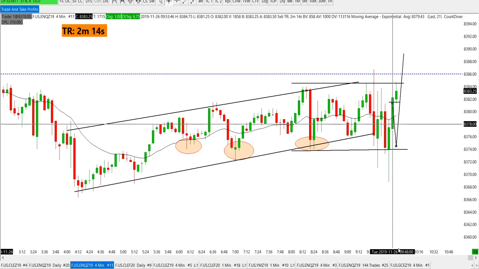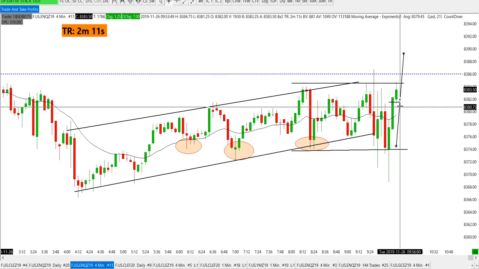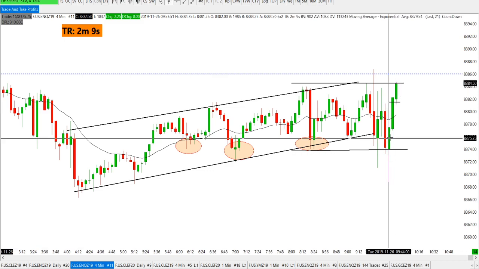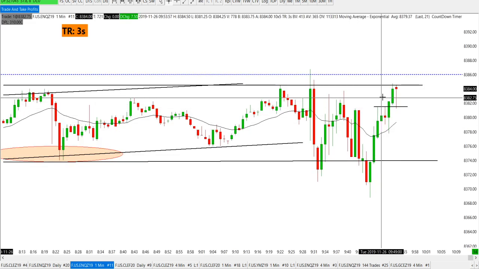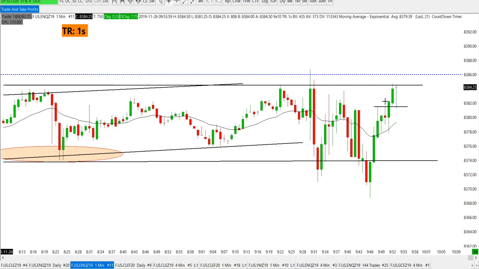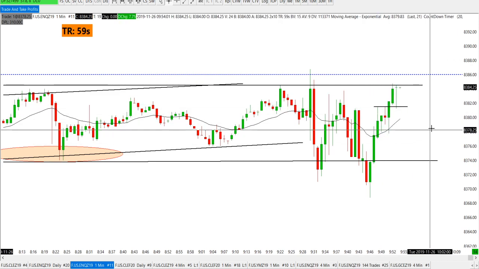If I was aggressive, like I said before, I would definitely be in this move right here. This move right here would still be good. It would still be intact.